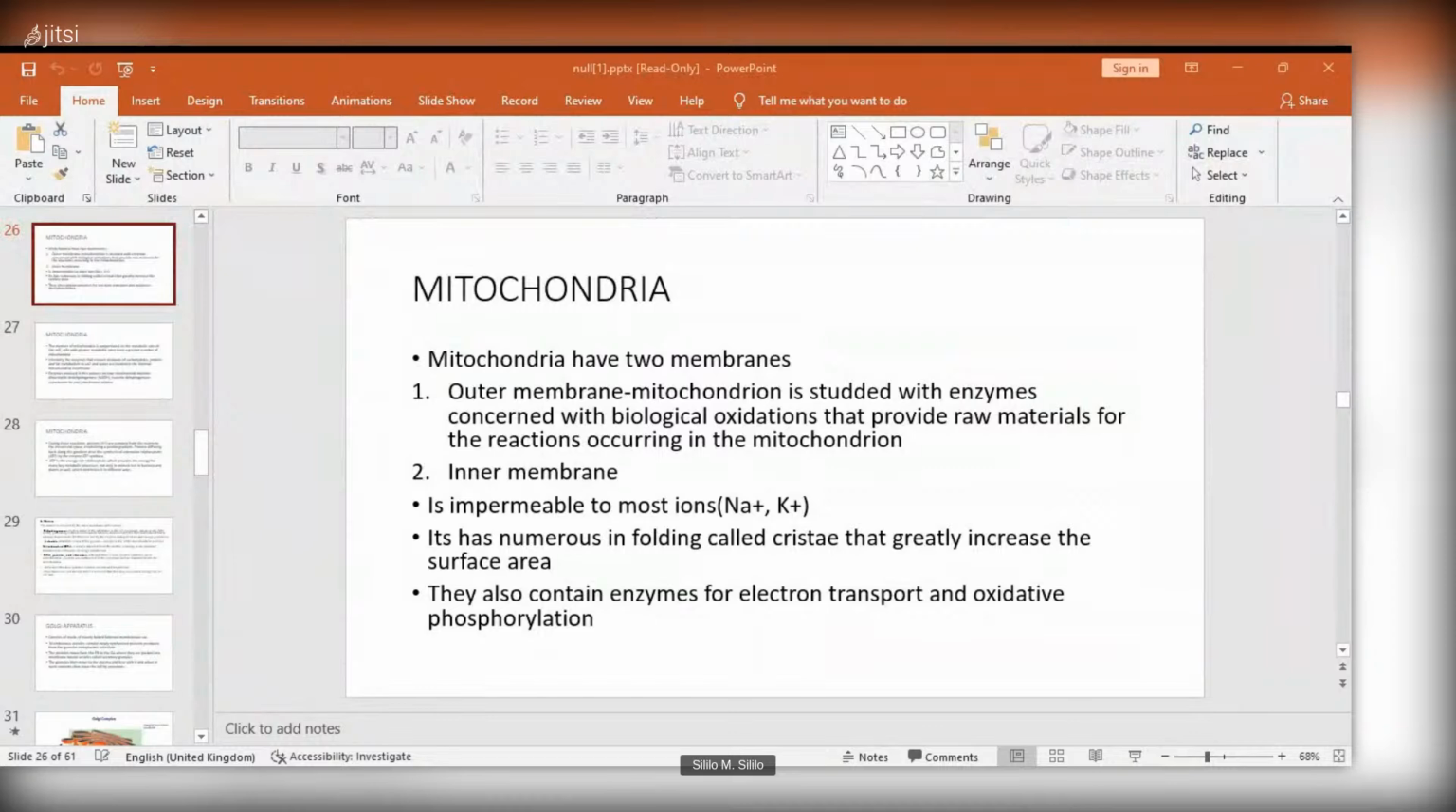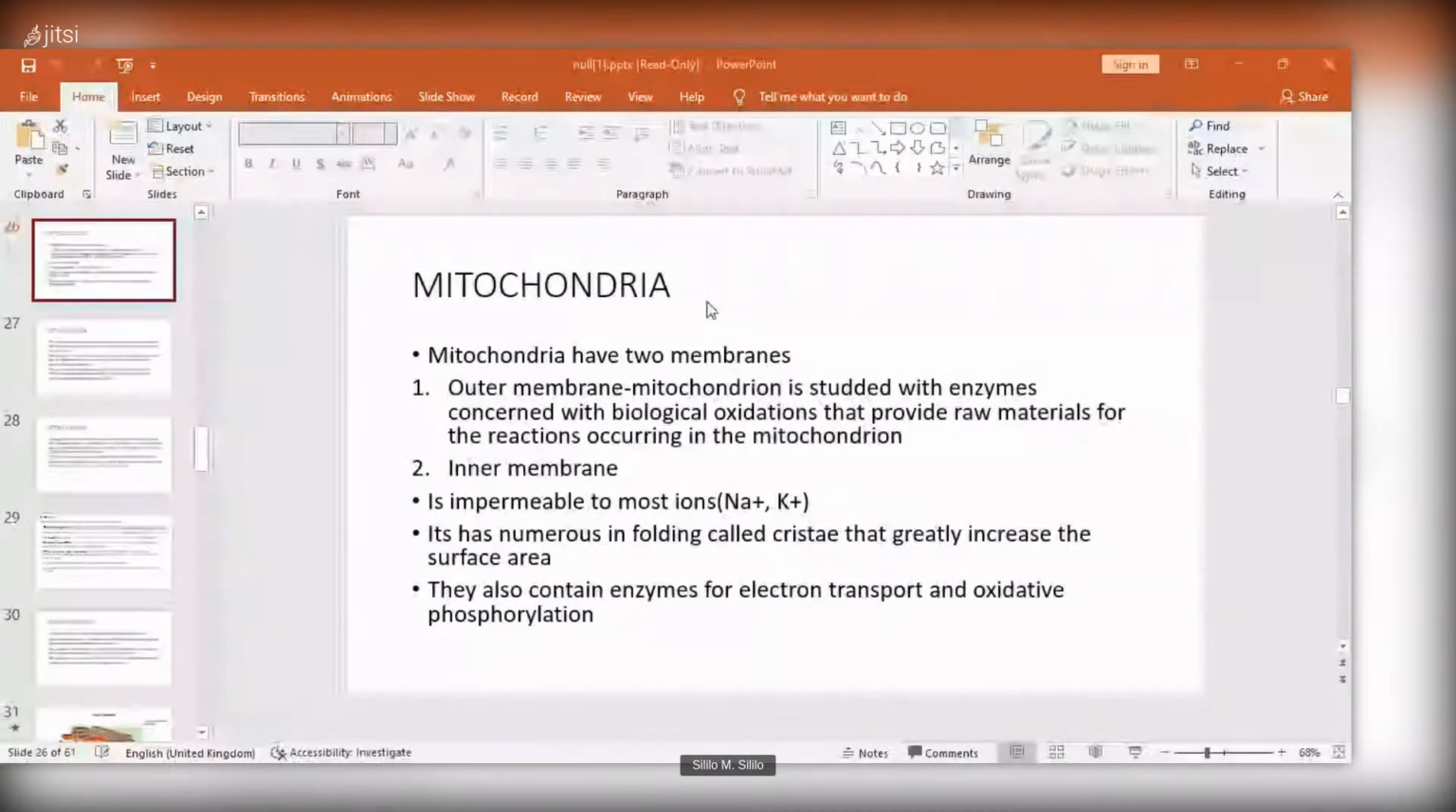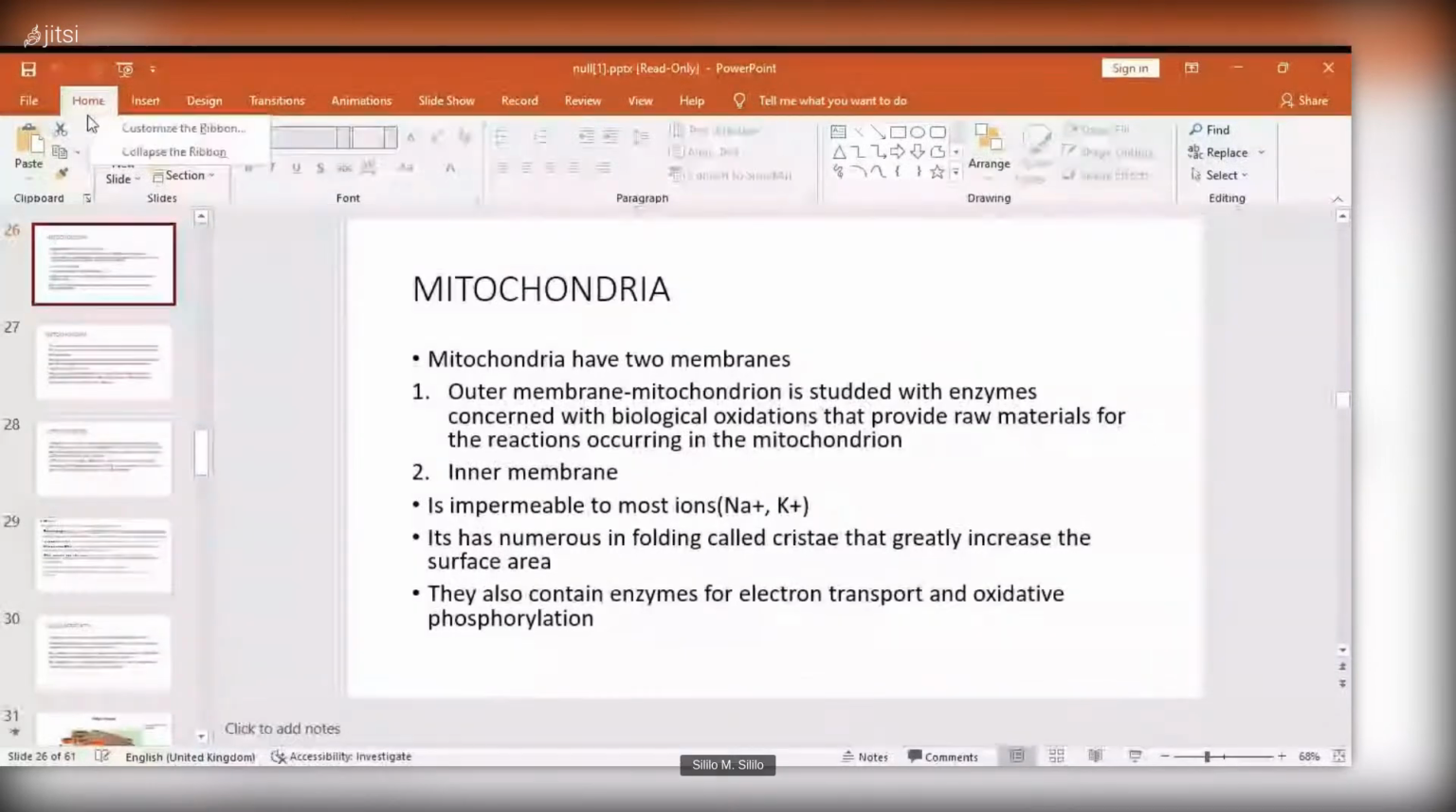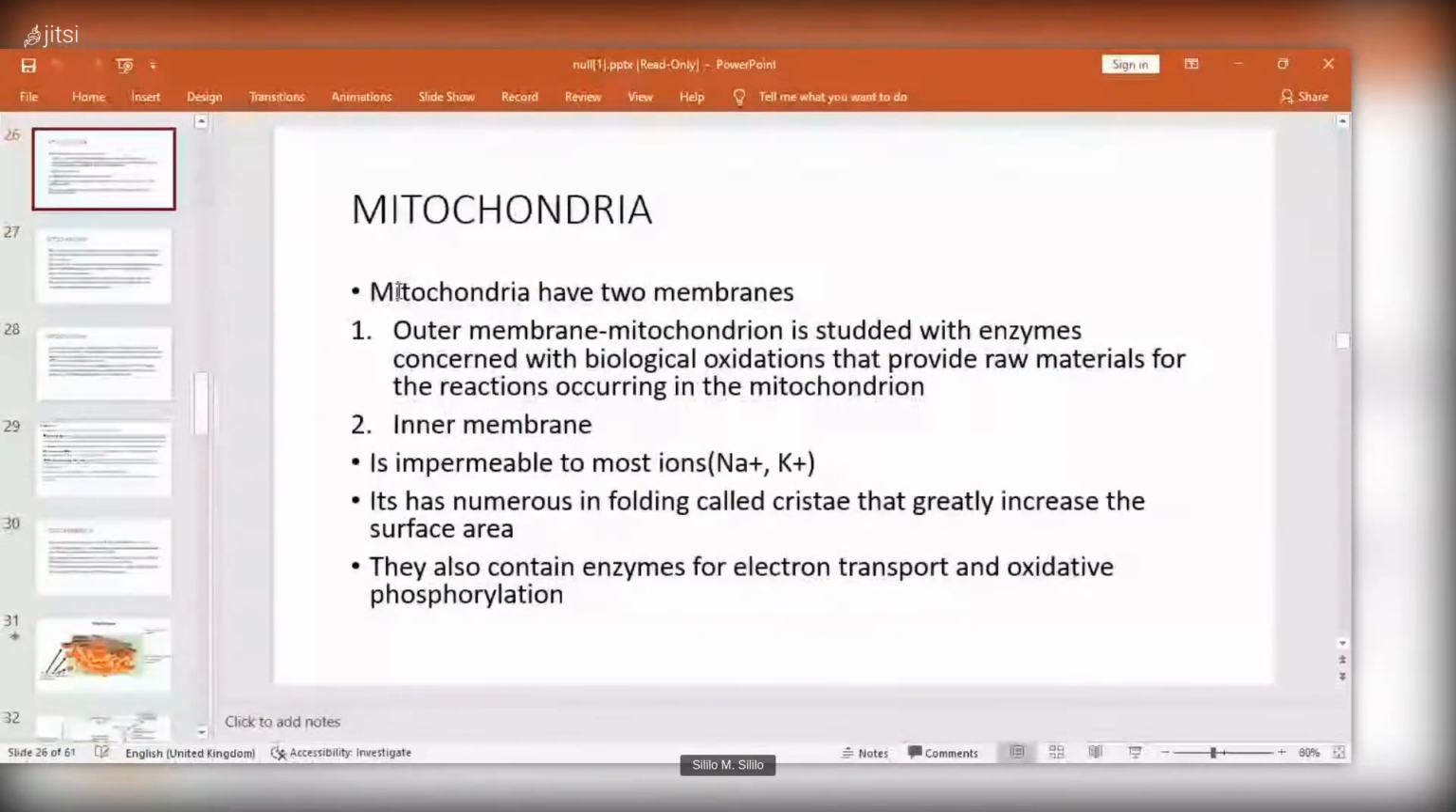Those two slides are explaining some of the enzymes that are found in your inner mitochondrial membrane that are responsible for oxidative phosphorylation. We might ask a bit about them in physiology, but definitely we are going to learn them in your biochemistry.